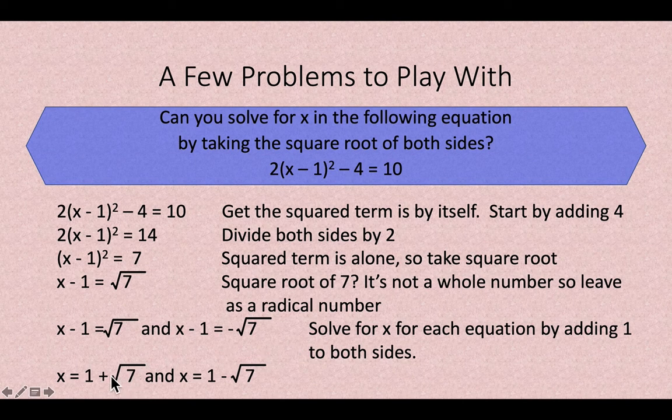So you don't have to turn the square root of 7 into the ugly number between 2 and 3. Just leave it as the radical, and you've got the positive and the negative value, and you don't have to combine them. So that's how it looks.